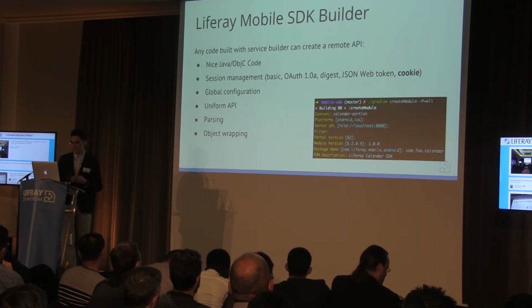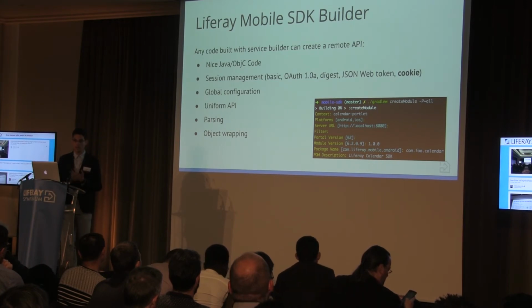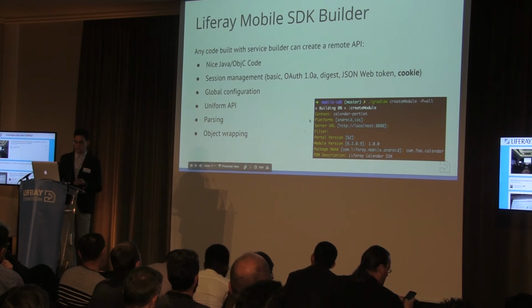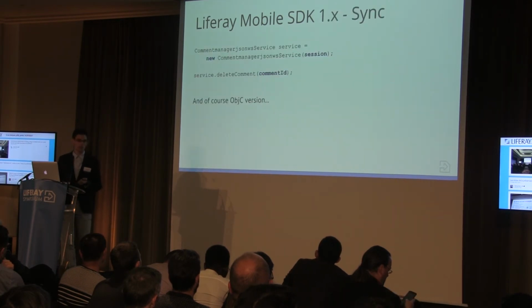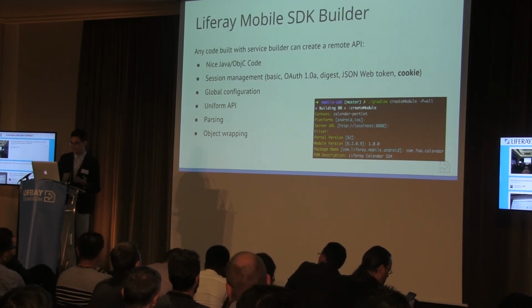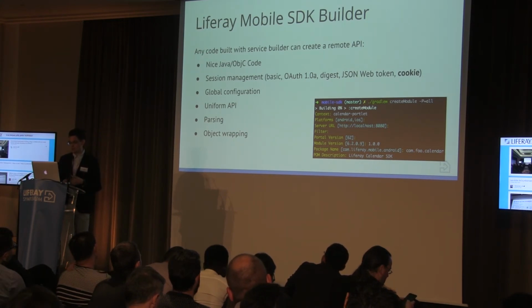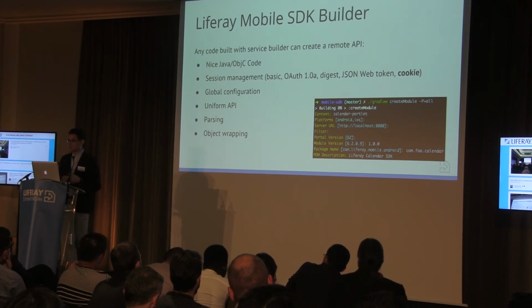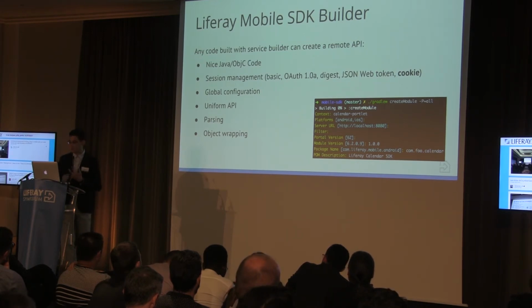So this command is going to create a Java or an Objective-C API that you can query, and it gives you a nice Java and Objective-C API, as I just did here, where you can request to your remote service either asynchronously or synchronously. It automatically does session management, so you can do that request using either basic authentication or OAuth with a specific portlet, digest authentication, JSON Web Token, and in the new version, a cookie authentication. So you can reuse the cookie you use to access your website in the mobile application. It also allows you to use a global configuration.